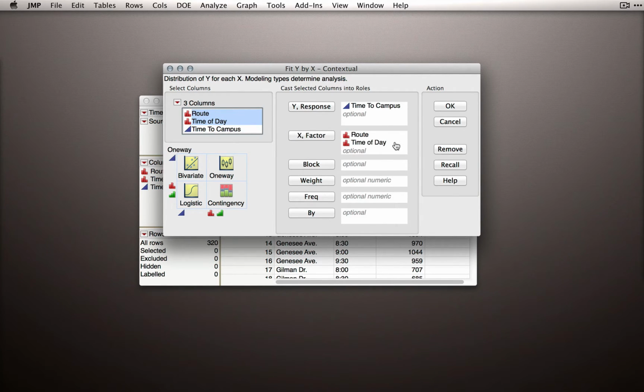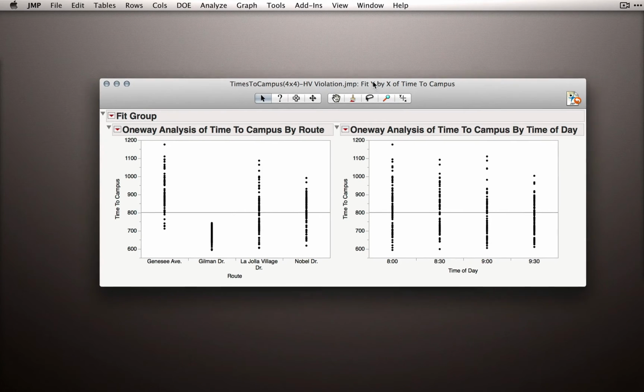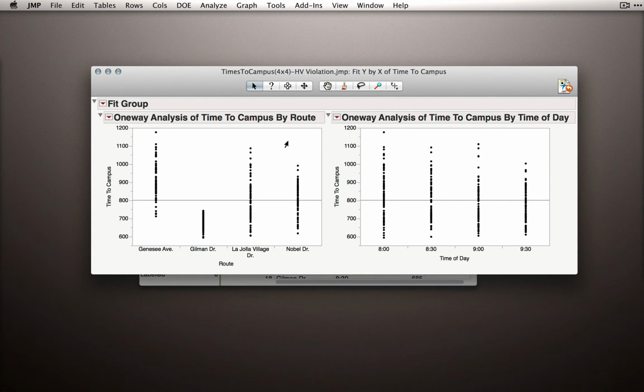Now Fit Y by X won't cross these factors, that is, we're not going to be looking at the variances of each combination of route and time of day. Rather, at this step we're simply looking at whether over the entire factor of route or the entire factor of time of day we have evidence that the variances are differing. So when I click OK we'll get separate outputs, one for times to campus on the basis of route and the other for times to campus on the basis of the time of day.